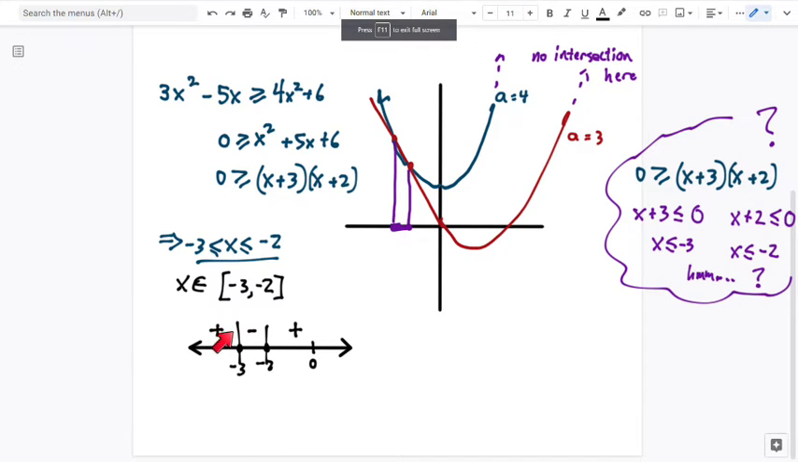That's no good. Choose a number between -2 and -3, like -2.5. This would be a positive factor. This would be a negative factor. The product would be a negative number, which is in fact less than 0. So we put a negative there.